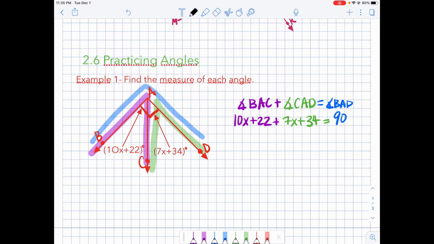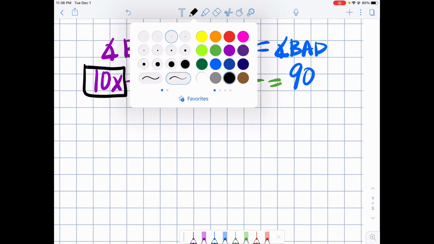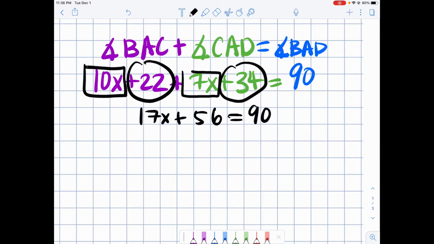I'm going to combine like terms, so let me focus in just on the problem. I know that this 10x and this 7x are both positive, and since they're both positive, I'm going to combine them, and that's going to be 17x. Plus, we're going to add 22 plus 34 because they're the same sign, and that is going to be 56. And so once again, we're going to subtract 56 from both sides of the equation.